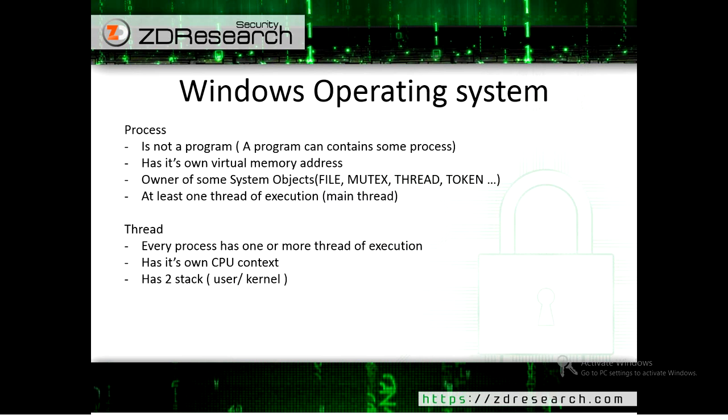For example, when you are creating a file with the help of the create file API, you will create a file object, and it will be stored in the kernel. The file object has an owner, and the owner is the creator of that file object. And there are also other objects: file, mutex, thread, token, and process, or other things.